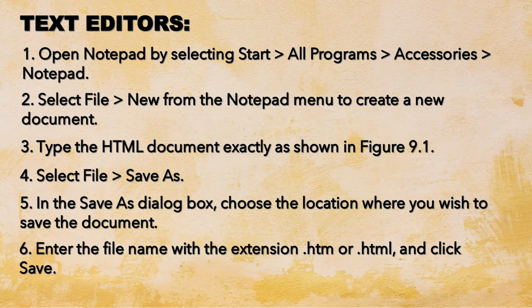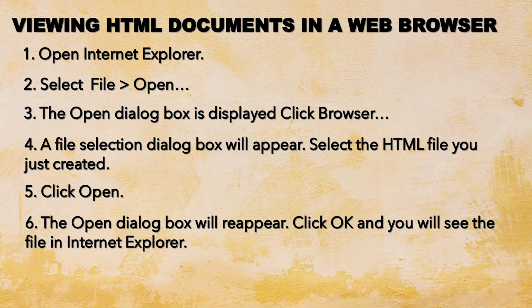Then select File, Save As. In the Save As dialog box, choose the location where you wish to save the document. Enter the file name with the extension .html and then click on the Save button. Viewing HTML documents in a web browser. You can use any web browser, for example Internet Explorer or Firefox, to view an HTML document.